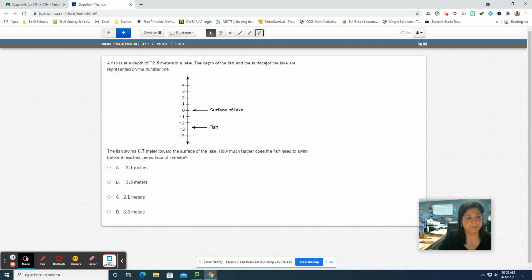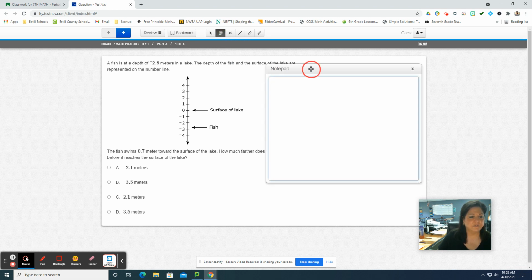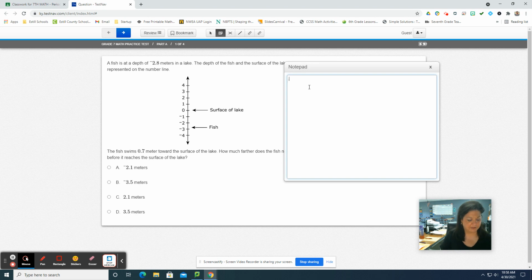Well, I would get my scrap paper and do some calculations, but since you can't see my scrap paper, I will use the notepad. So if this was my scrap paper, I would probably write down where that started. I know the fish starts at -2.8 meters, and it's going to swim toward the surface, which means it's swimming in a positive direction. So that means that's plus 0.7. And I know, because I have been doing 7th grade math, that if I have a negative plus a positive, that is technically subtracting.